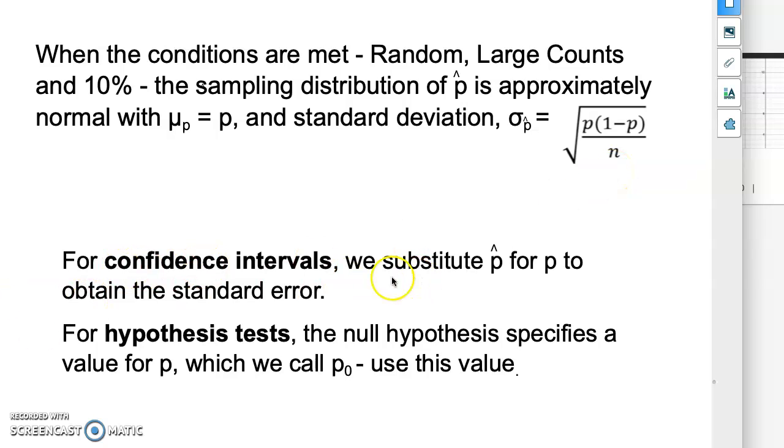When we did confidence intervals, we didn't know p, so we used p hat because that was the best we could do to obtain the standard error. For hypothesis tests, the null hypothesis specifies a value for p, so we're going to use that value. So this is one of the significant differences between doing a confidence interval and a hypothesis test.